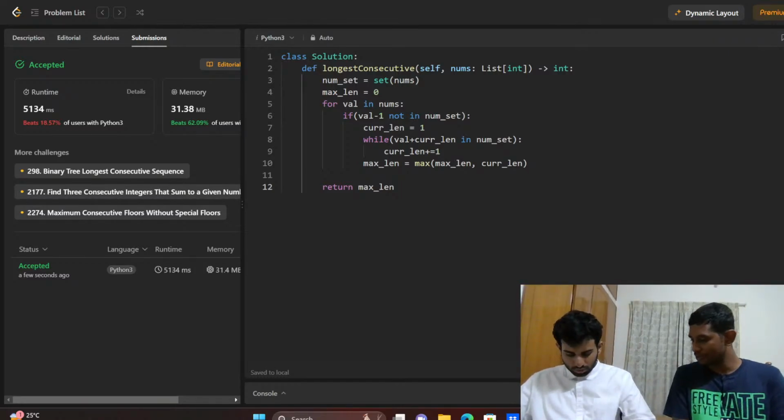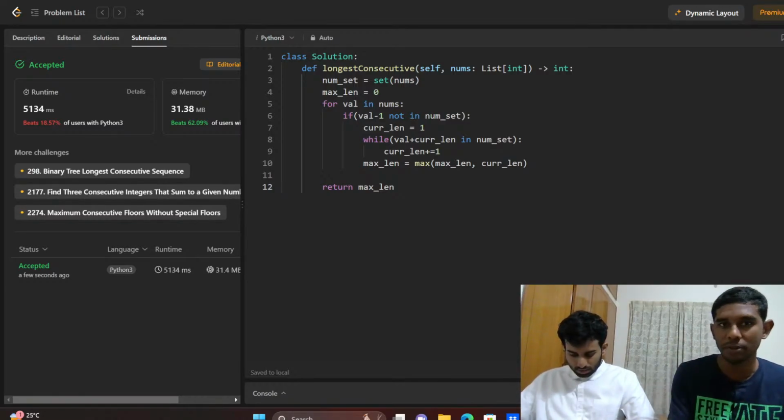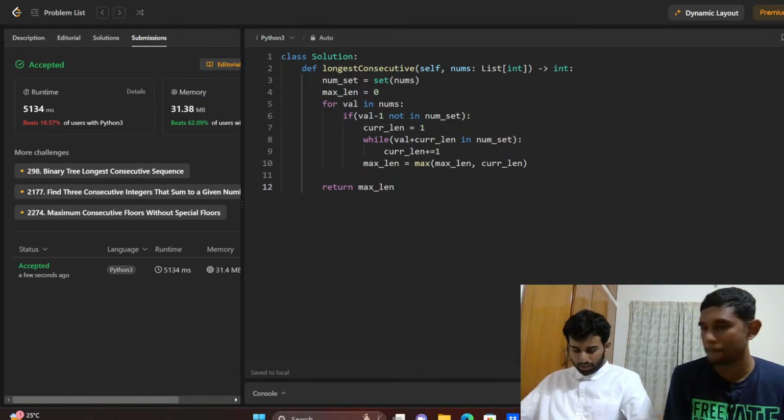So Ashwin has asked a question. He's asked, is it good to stick to a single platform, LeetCode or HackerRank, or practice with multiple platforms? If yes, how many different platforms?